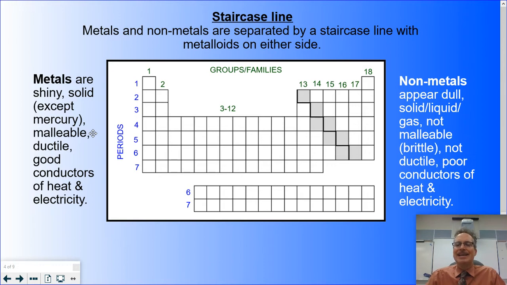Ductile means that if I heat it up, I can actually stretch it, let's say, into a wire. So metals are also ductile. Metals are good conductors of heat and electricity as well.